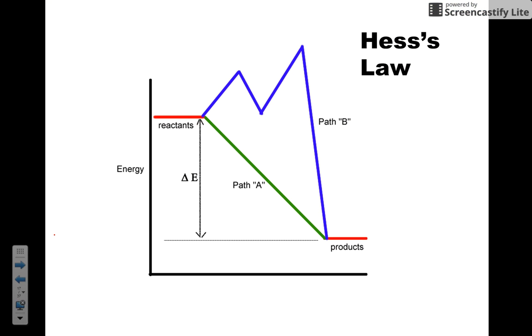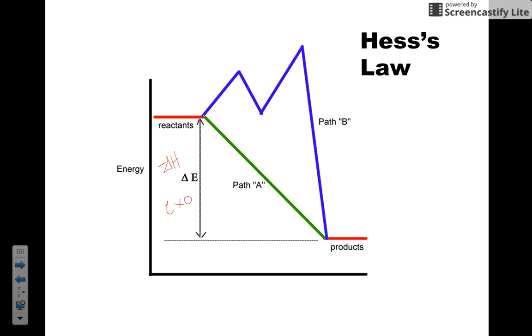Now this is Hess's law shown in graph form. Looking at your energy diagram, this red line here represents the energy of your reactants. The red line down here represents the energy of your products. So between the reactants and products, we define the overall ΔE, which we also call ΔH, the enthalpy change. And by the way, would this be endothermic or exothermic? Look at where your reactants are, look at where your products are. So this will be exothermic, very good. So that means it would have a negative sign.